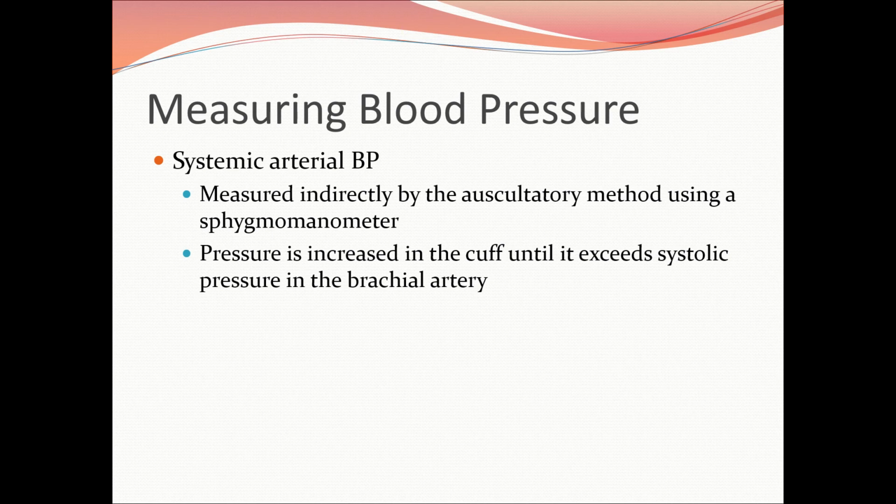Measuring systemic arterial blood pressure. Systemic arterial blood pressure is measured indirectly by the oscillatory method using a sphygmomanometer. Pressure is increased in the cuff until it exceeds systolic pressure in the brachial artery. And remember, oscillatory means to listen. And I'm not going to try to say sphygmomanometer again.